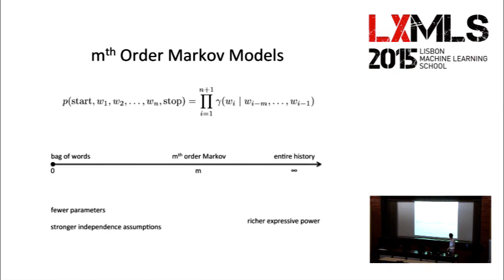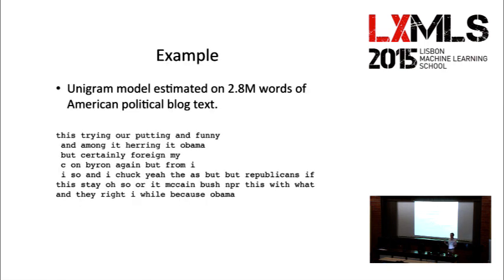So I like politics. And then I literally simulated rolling the die and looked at the sequences of words that got generated. We don't really use language models this way usually, but it can help you see what the model knows and doesn't know. So this is sampling from a unigram model. This trying our pudding and funny and among it herring it Obama, but certainly not English, right? Not English.